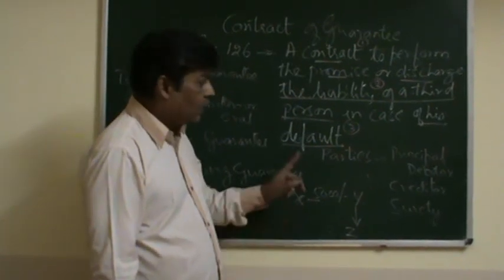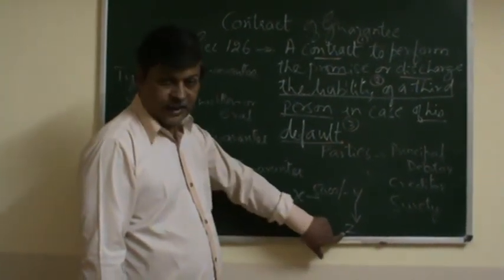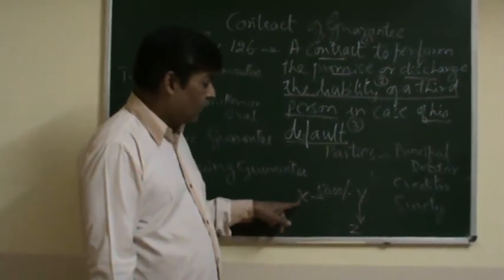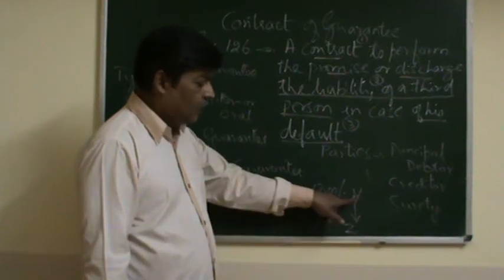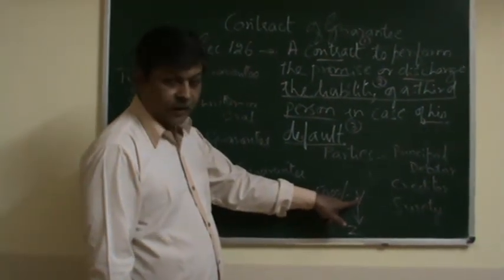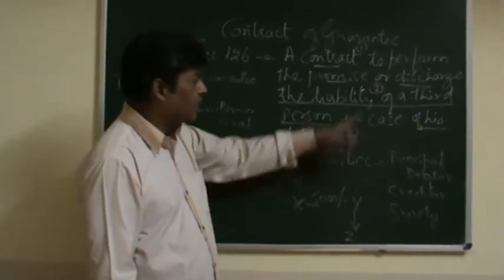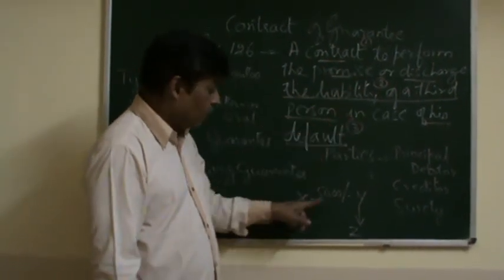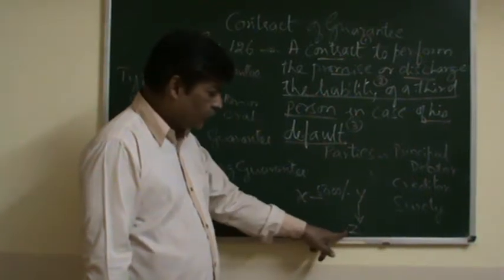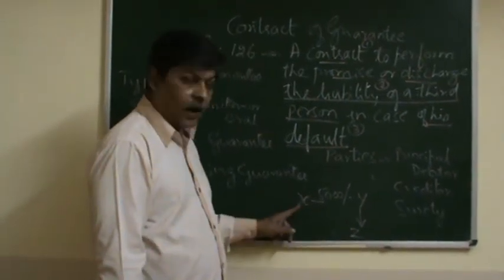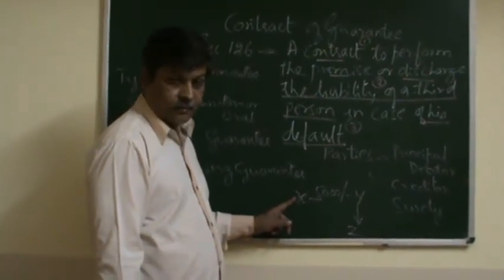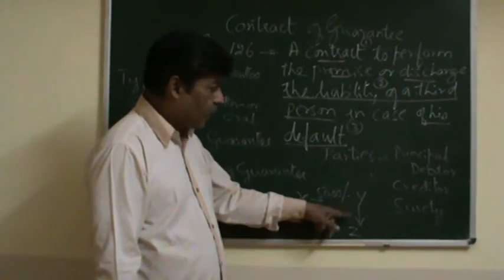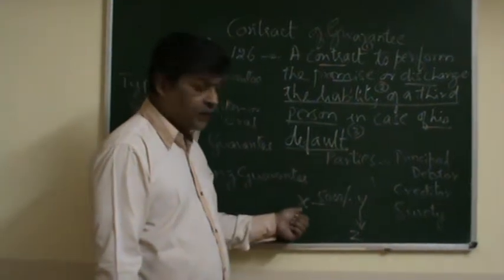Here the promise is made by Z. What has he promised? In case of default by X, he will reimburse Y. So it is a contract to perform the promise or discharge the liability of a third party. X is the third party for Z, and Z discharges the liability of X which has come to Y, on the default of this person.